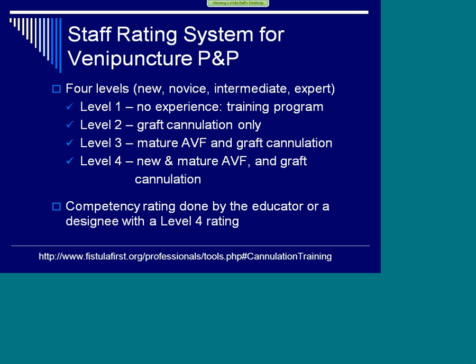So we've got more and more facilities now going to a staff rating system. And I think this is important, and I think you might need to look at this in your facilities. In the Fistula First Breakthrough Initiative, we developed a 4-level staff rating system: new, novice, intermediate, and expert. So you're a level 1 cannulator if you have no experience. You're a new person, coming in and in the training program.